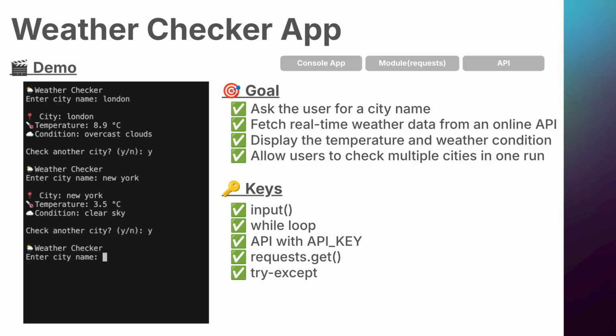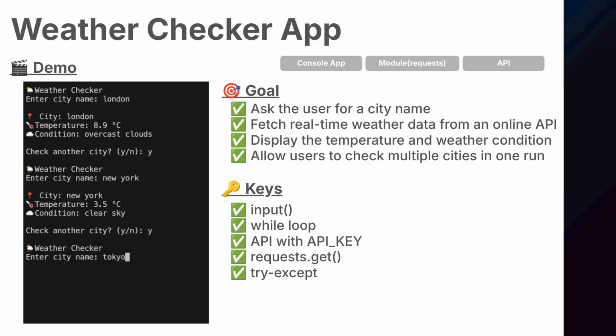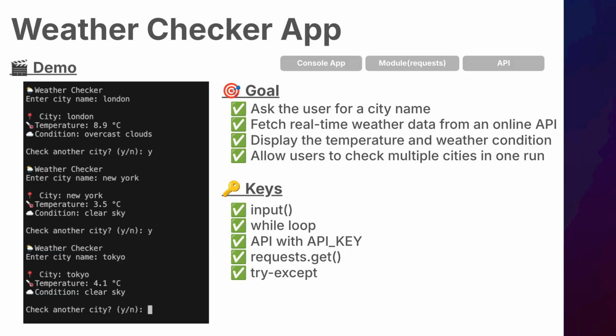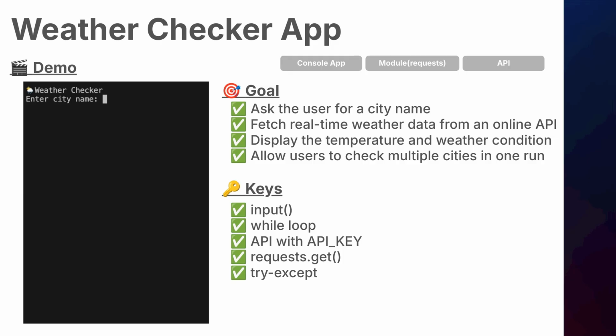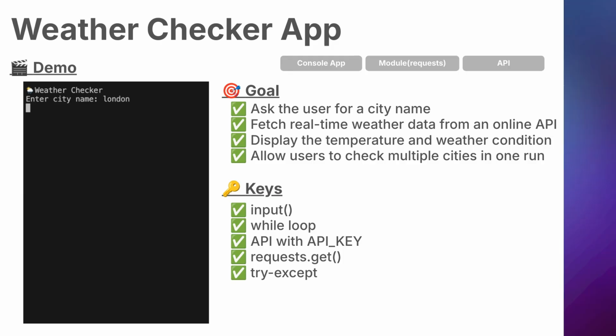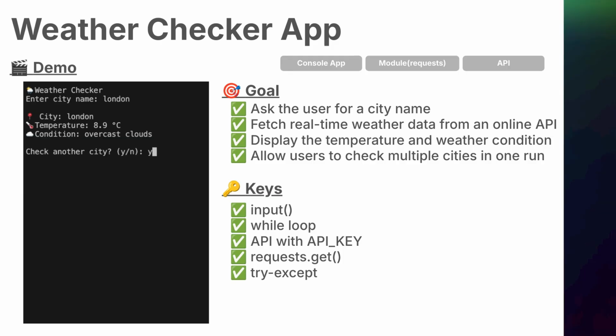This project is a great example of how Python can connect to real-world services and produce useful results, even with simple code. Try changing the output, adding more details like humidity, or experimenting with different cities. Great work!